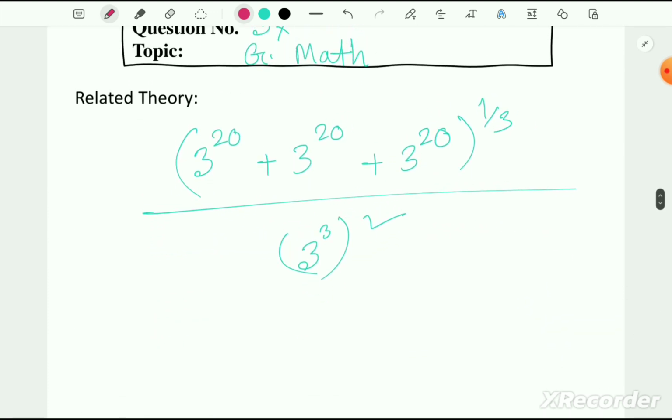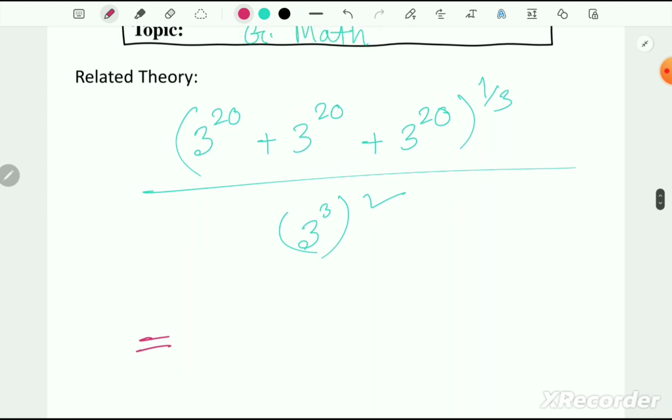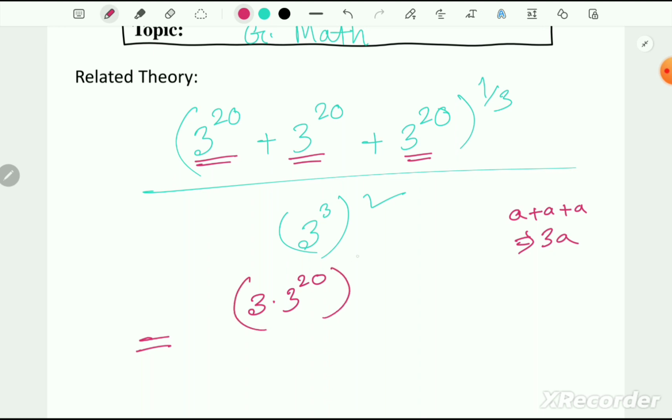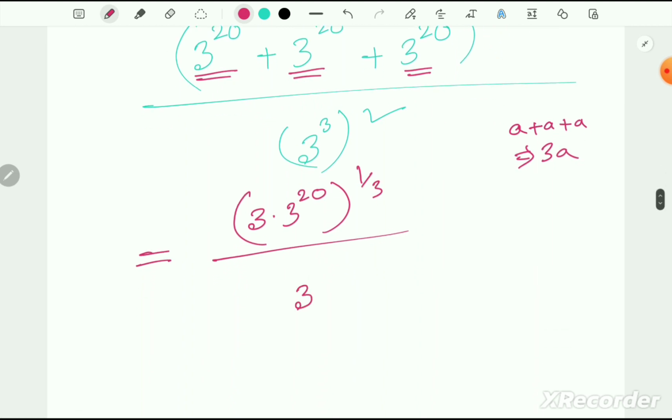So let's consider these values are identical, right? 3^20. These three values are identical, so you can simply sum them. The summation of three identical values is like 3a. So exactly we did the same thing here, and it has a power of 1/3. And in the bottom we can write 3 to the power 3, then squared.